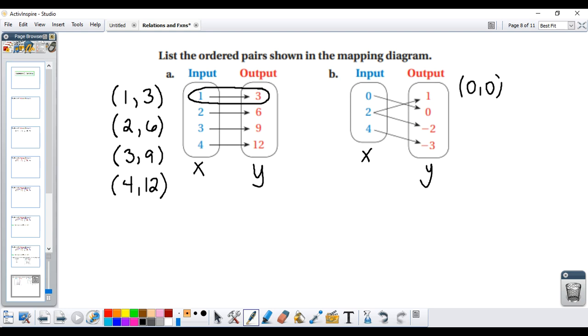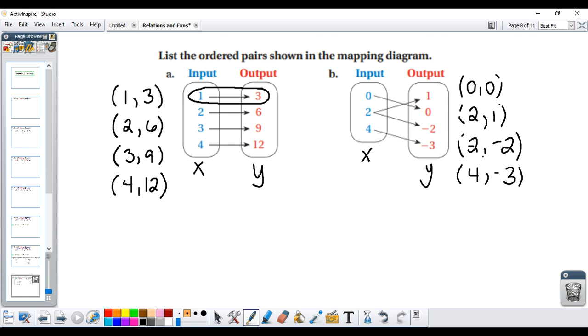And then I have a 2. Now this 2 has 2 arrows. One goes to the 1, one goes to a -2. So that means I need to have 2 points here. First, I need to list 2 with the 1, and then I need to list 2 with the -2. And then last, I have a 4 that goes with a -3.